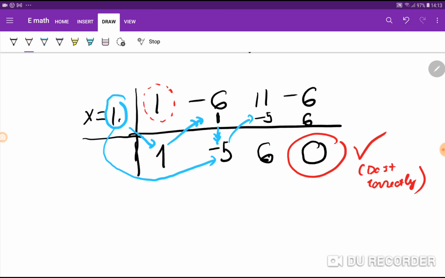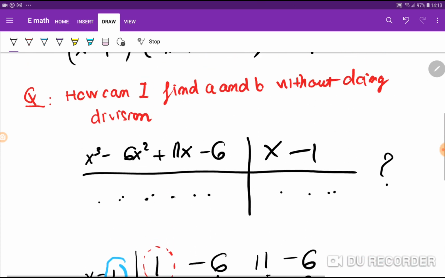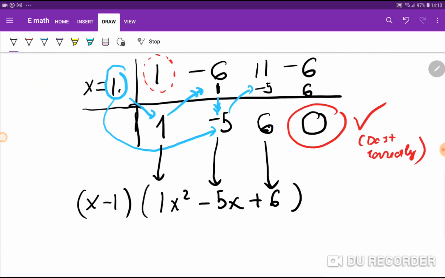So you got 1, negative 5, and 6, right? What does it mean? It means that x minus 1, the answer to your question, would be 1x squared minus 5x plus 6. So we have found a and b. We know they are negative 5 and 6.